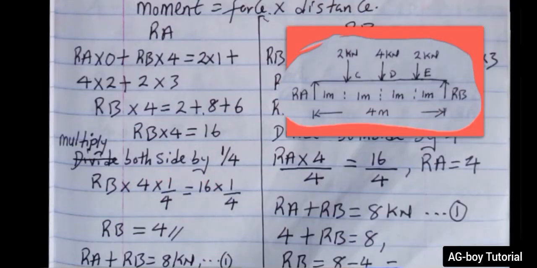While multiplying both sides by 1 over 4, we are going to have RB multiplied by 4 here, then times 1 over 4, then equals to 16 multiplied by 1 over 4. We are trying to make RB subject of formula, so this 4 here will cancel this 4 here, and we'll now have RB equals, 4 into 4 is 1, then 4 into 16 is 4, so we'll have RB equals 4 kilonewton.